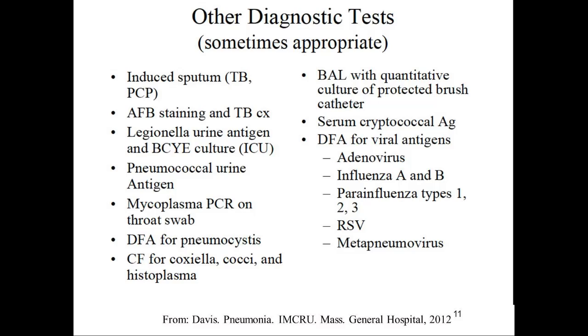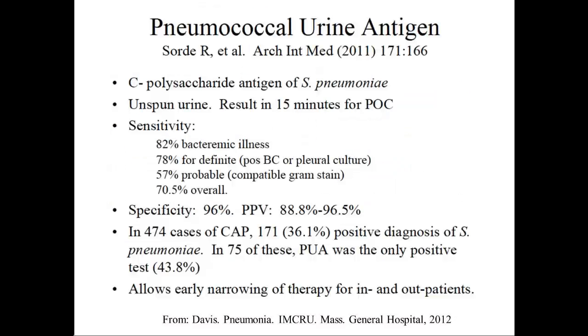Serum cryptococcal antigen, again, a test with, you could argue, varying degrees of utility. And when patients go for bronch, think about DFA for viral antigens. More recently, of course, we have our respiratory panels, which can be very helpful, and we utilize them when they're appropriate.